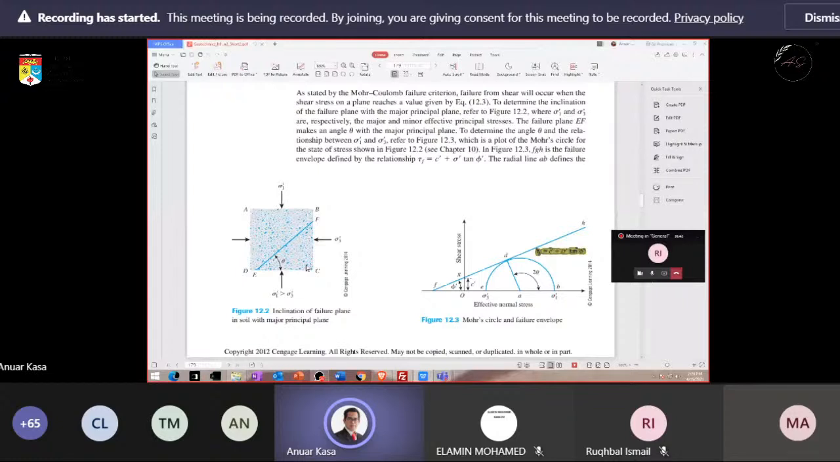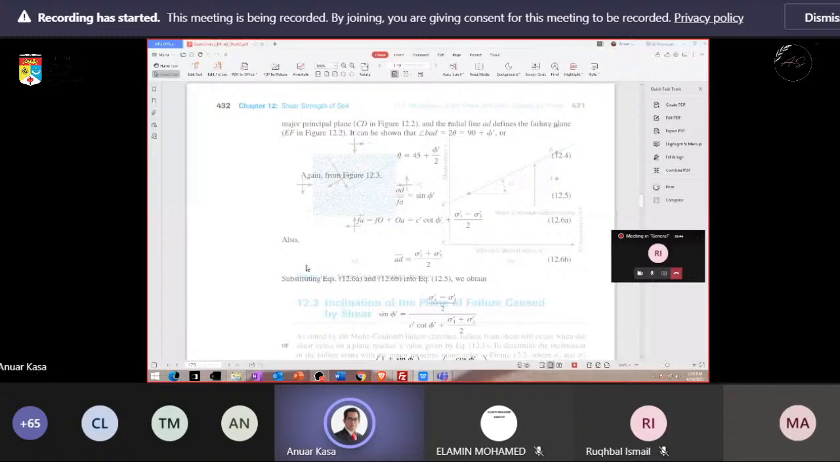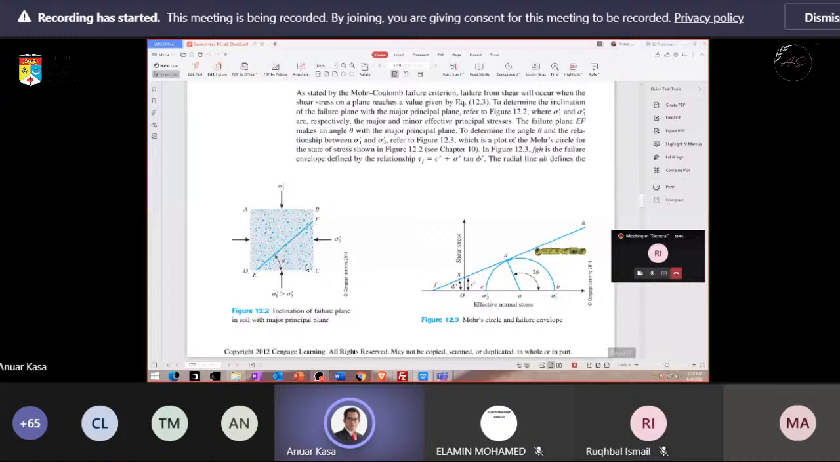This one just shows you the Mohr circle and failure envelope, where the sigma 3 and sigma 1. Actually, along this line, D H, this is actually the failure line. Here is the normal stress, and for the vertical axis Y, shear stress. So we're going to get a plot something like this one.